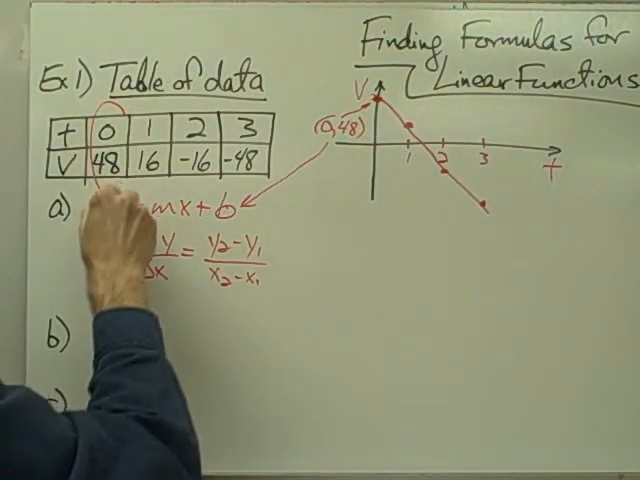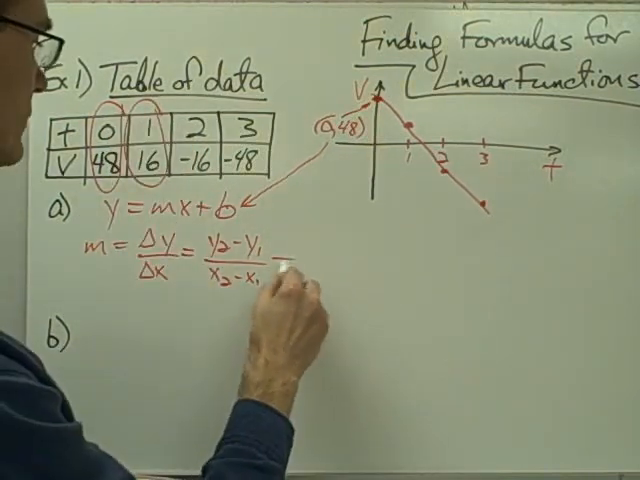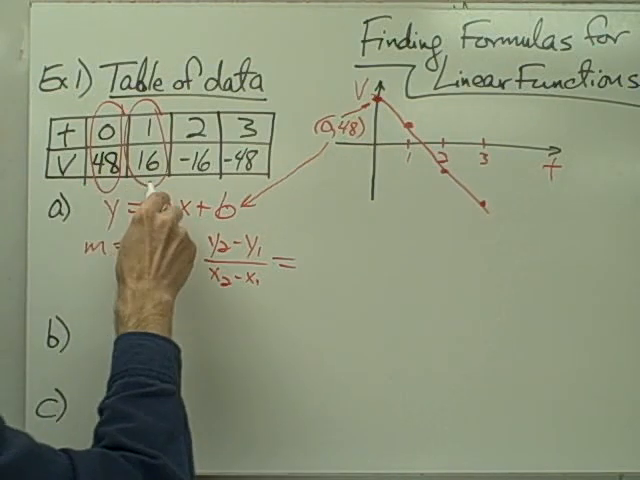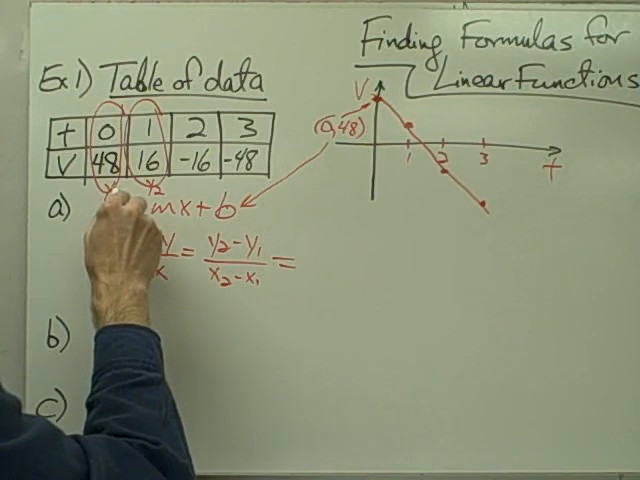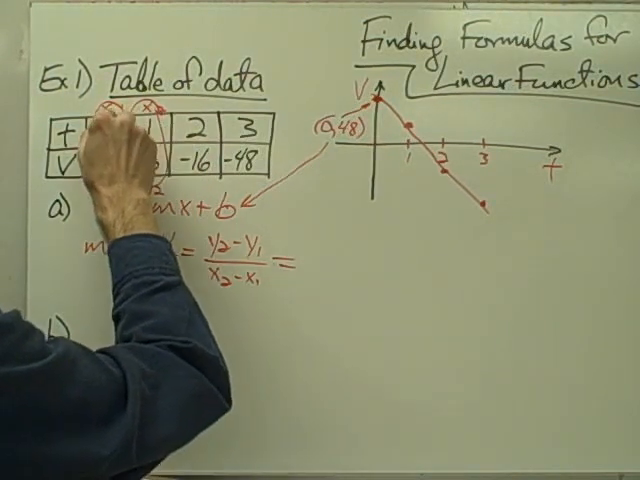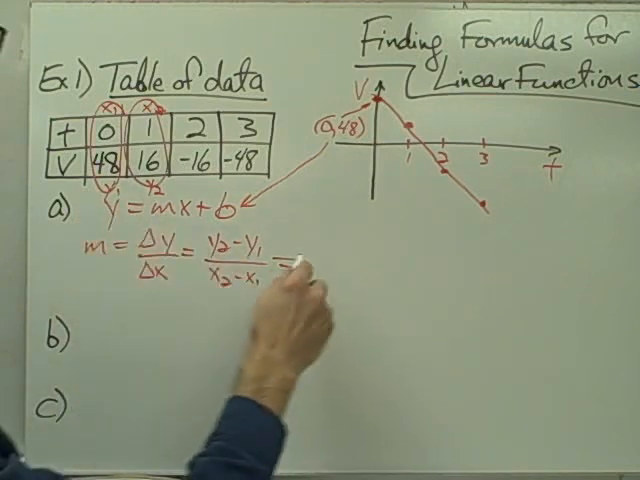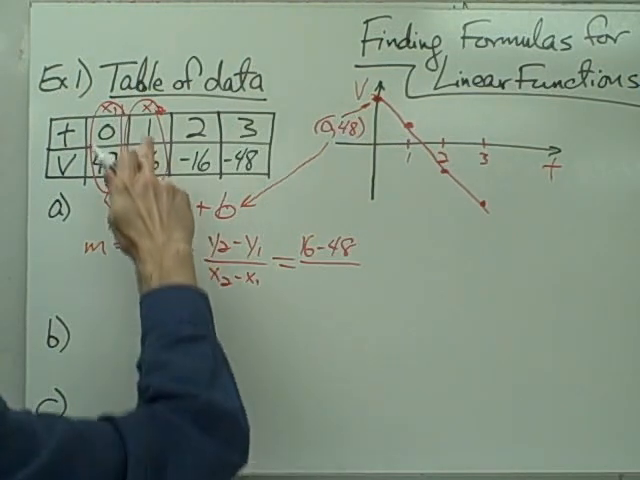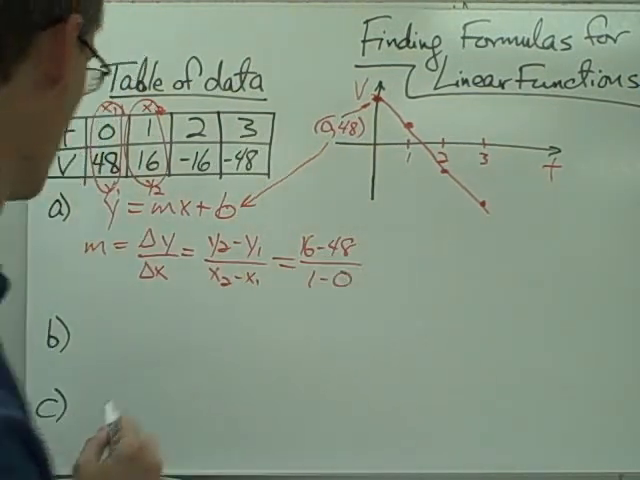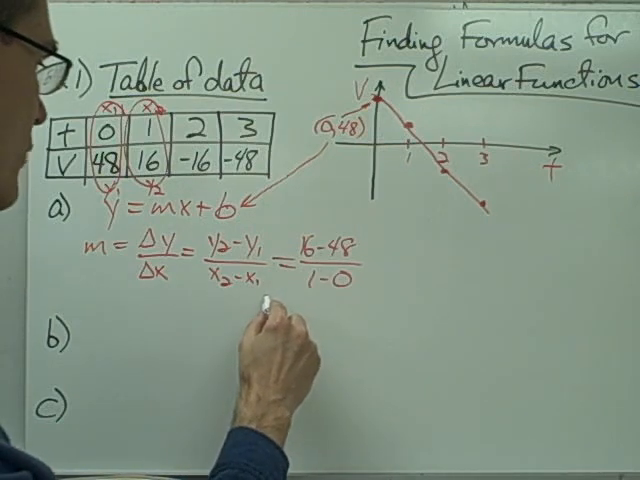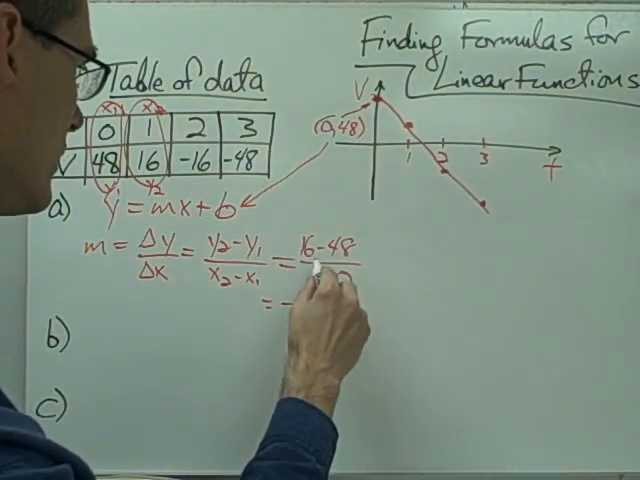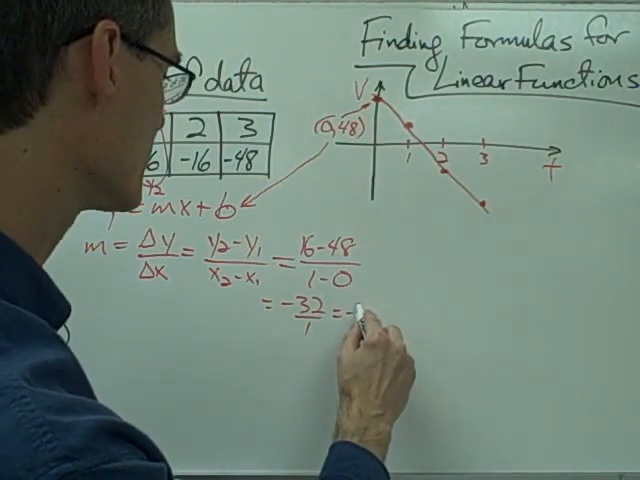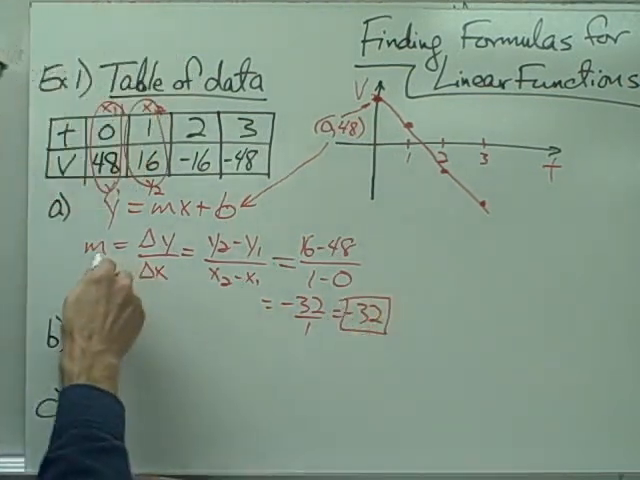Well, how about if I use these 2 points here? So let's see. Y, that's my dependent variable here, which is velocity. So let this be y2 and y1, and this will be x2 and x1. So y2 minus y1 is going to be 16 minus 48, and x2 minus x1 is going to be 1 minus 0. So 16 minus 48, that's going to be negative 32 over 1, which is negative 32. So now I have my slope.